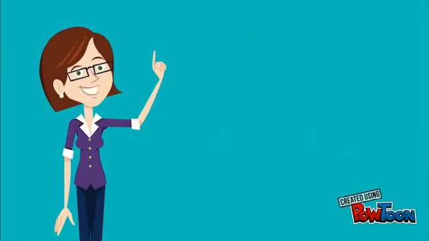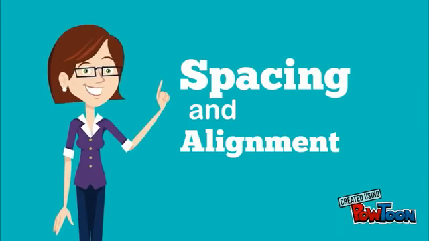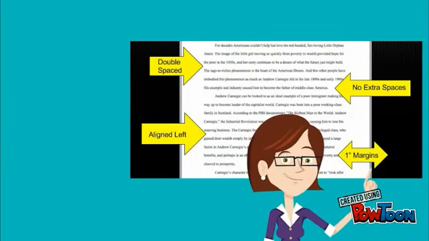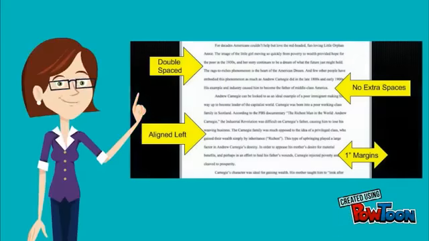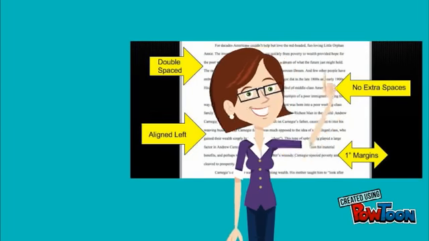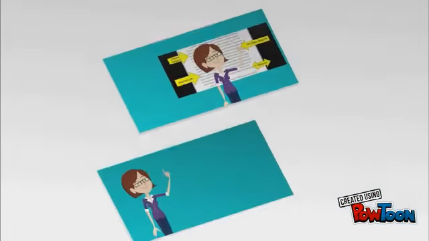MLA has very specific spacing and alignment formats as well. Your entire paper should be set up with 1-inch margins. You can check for this under Page Setup. The entire paper should also be double-spaced and aligned to the left. MLA does not require extra spaces between paragraphs, so make sure you indent the first line of each paragraph so your teachers know where one paragraph ends and the next one begins.